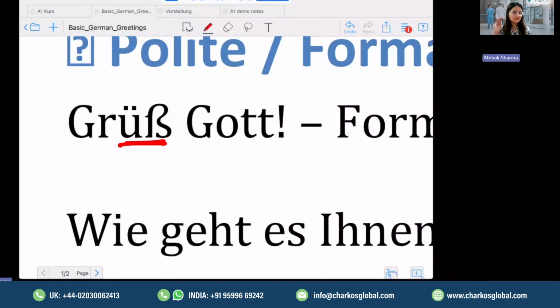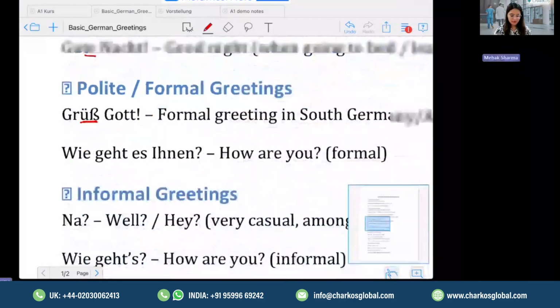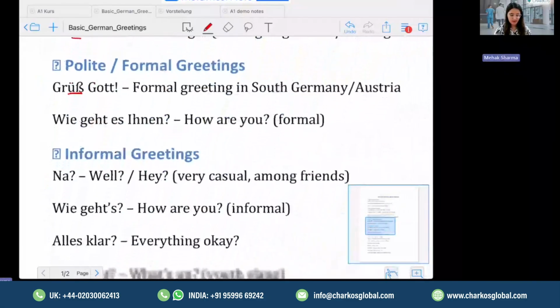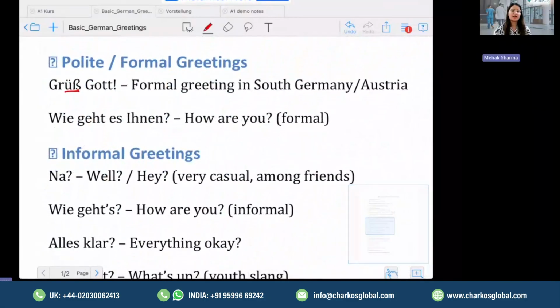Is it done? Did you say grüß? Well done. That's correct. Grüß. Grüß Gott. Grüß Gott is a formal greeting in South Germany and Austria, and it's used to just greet someone. Like it's like saying, hi, good day.